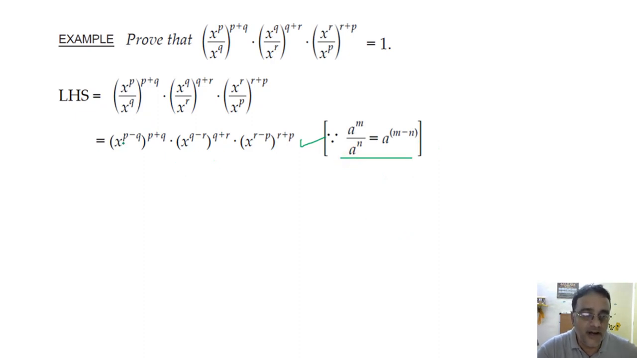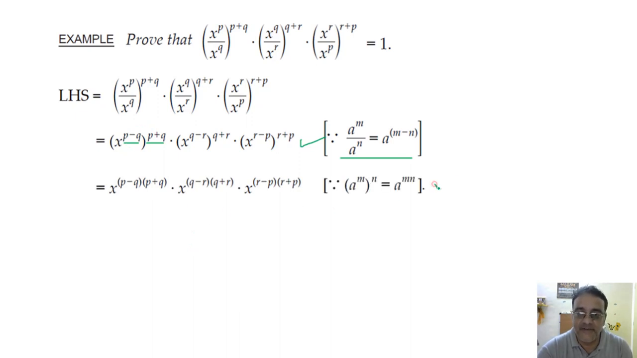Right. Now again we have to multiply these two. For that, which law we have to use? Pranav. Sir, a to the power m whole to the power n is equal to a to the power m into n. Very good. So ये दोनों multiply हो जाएगा. This property we have used. Now what is the product of these two? P square minus Q square.